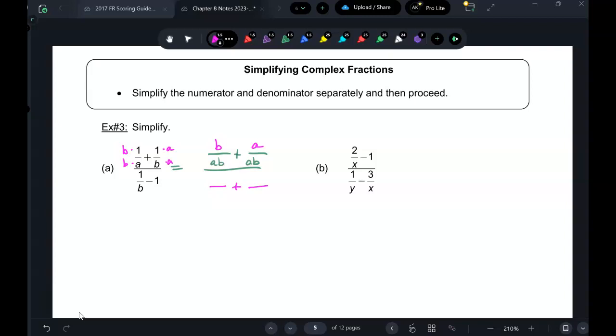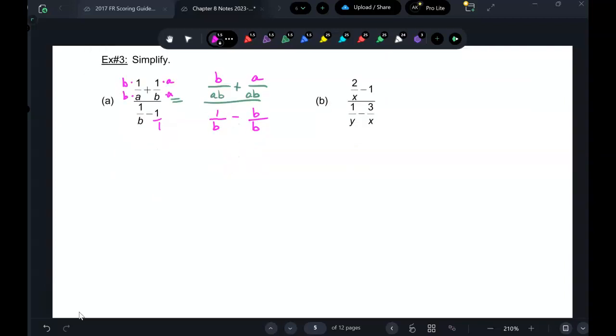Okay, what's my least common denominator here? B. Wait, isn't it going to be minus in the numerator? Oh, thanks, yeah. So this is going to be 1 over B minus B. All right, now we're going to combine. And then I'm going to show you a different, easier way, I think, on the next one. So we have b plus a over ab over 1 minus b over b.